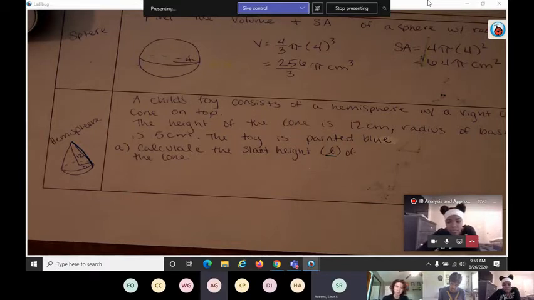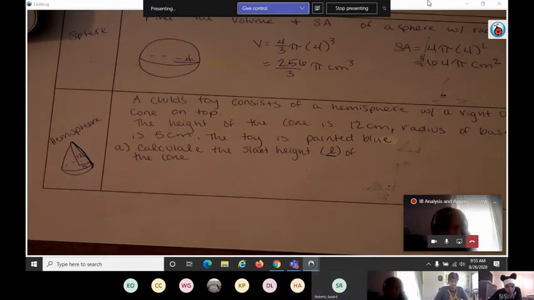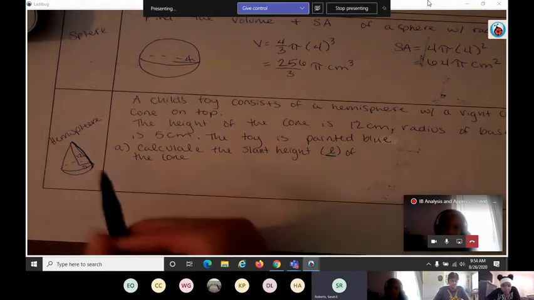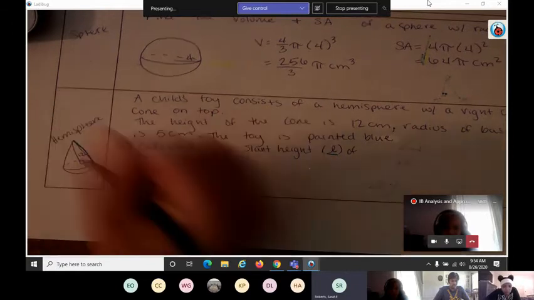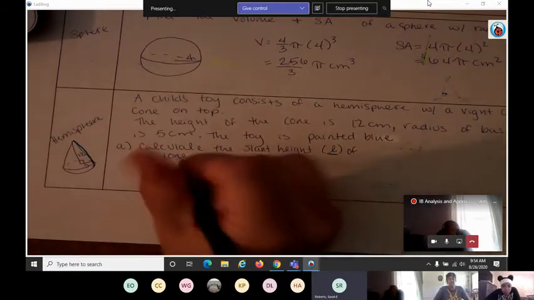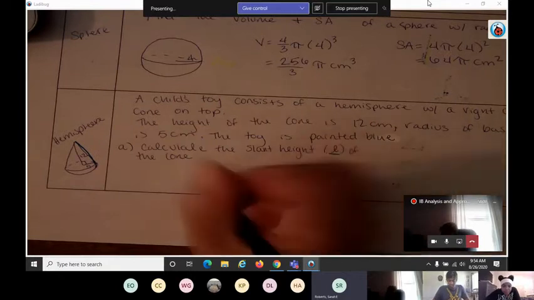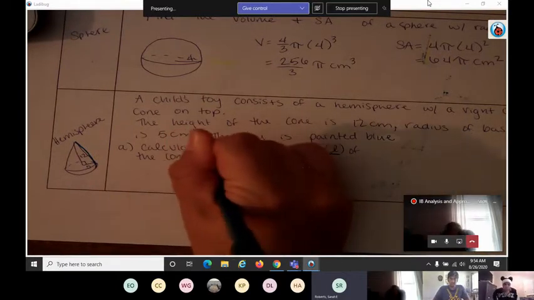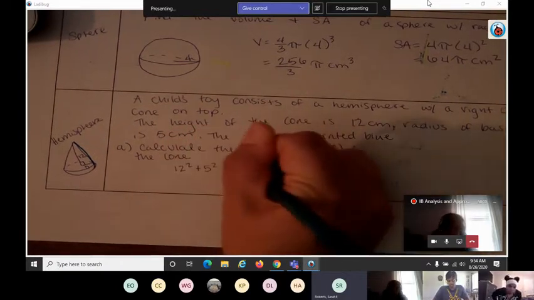Anybody know a relationship? It's 13. Okay, why? Well, because 12 squared, which is 144, plus 5 squared. What method are you using, Alston? Pythagorean theorem. Thank you. So we can use the Pythagorean theorem because we have a right triangle right here. So 12 and 5 are the two legs. 12 squared plus 5 squared equals our slant height squared.